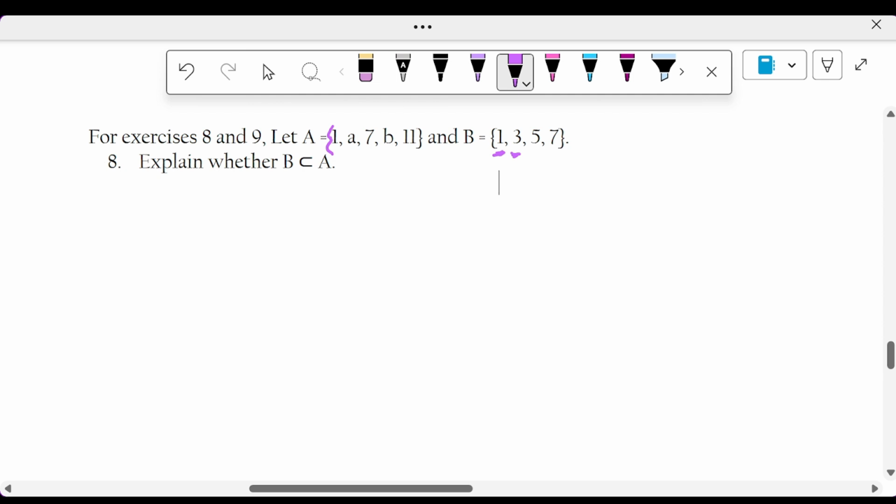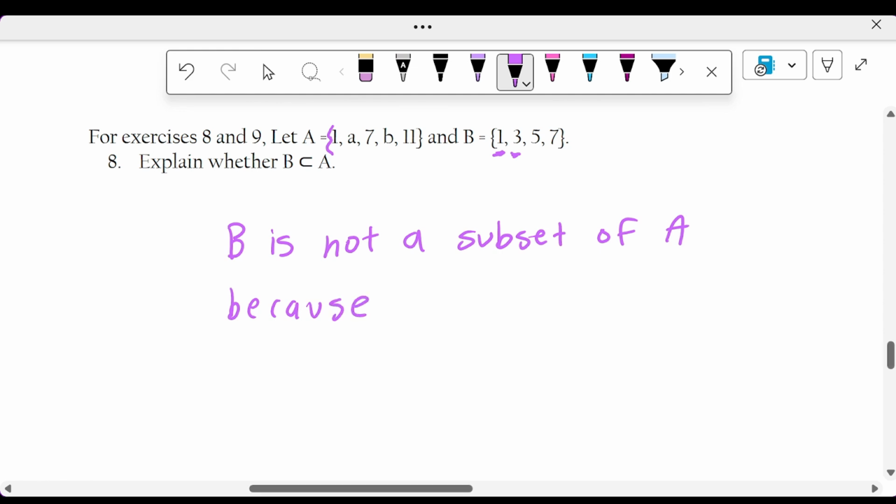We know that B is not a subset of A because elements 3 and 5 are not in A.